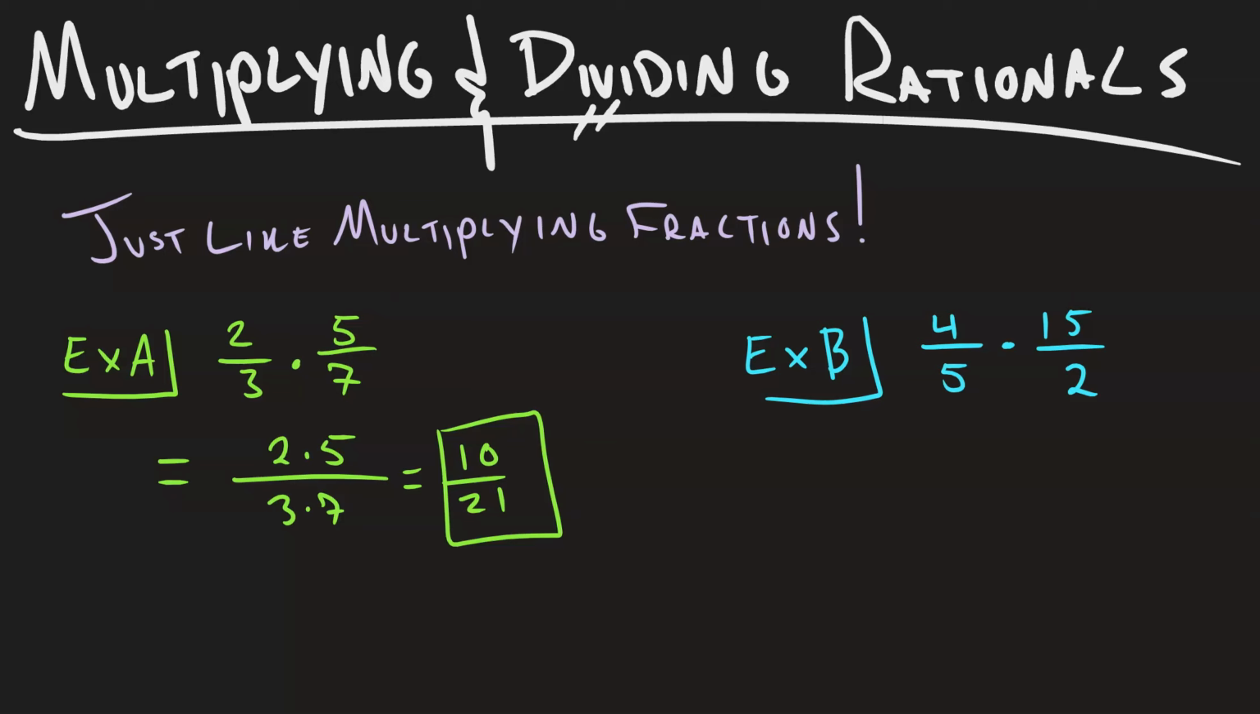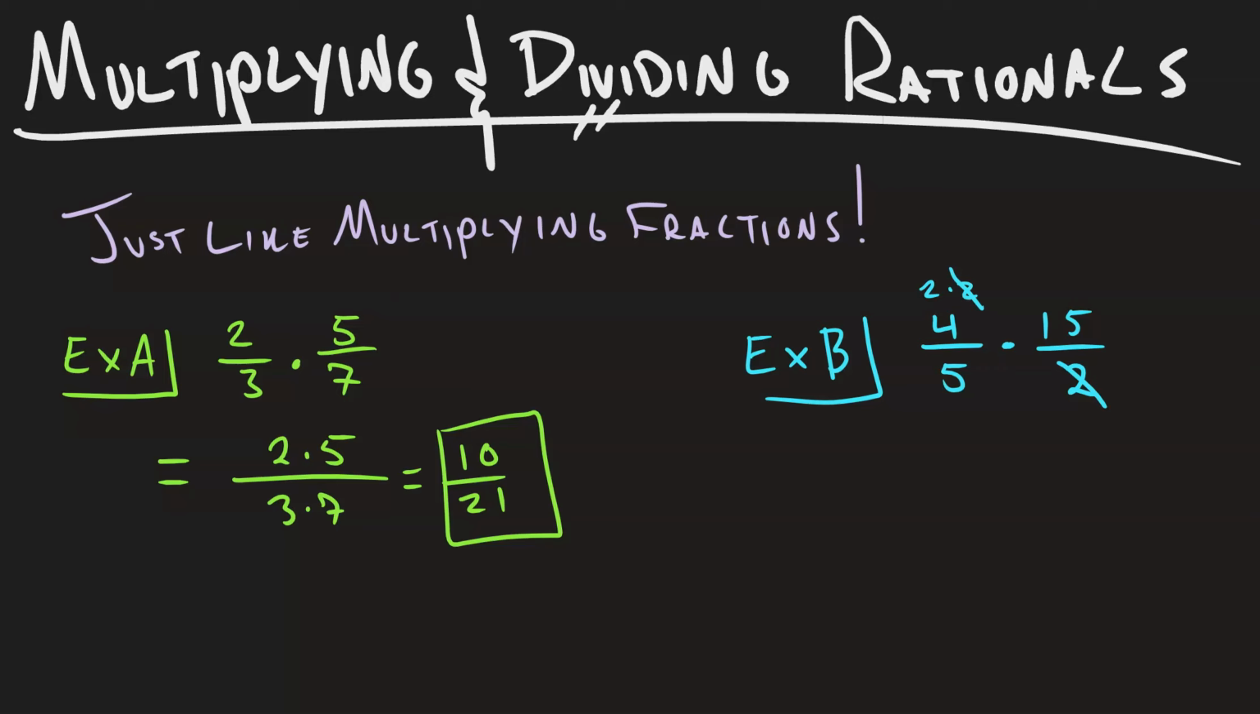For our second example, we'll take a look at 4/5 times 15/2. Before we even multiply, we can actually simplify. 4/5 can't be simplified, and neither can 15/2. However, we can also simplify diagonally. See, 4 is 2 times 2, which means that we have a common factor diagonally. So we can cancel out the 2's here.